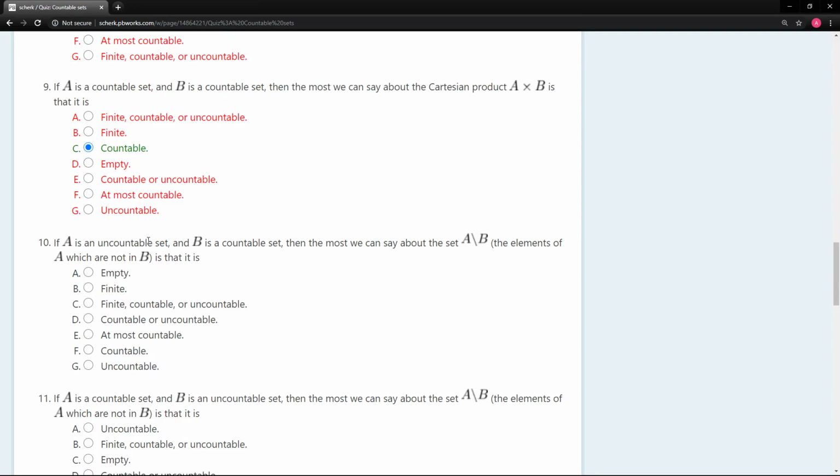If A is uncountable and B is countable, what can we say about A minus B? So this is another way of writing A minus B. It's the elements of A which are not in B, removing the intersection, in other words. So A is uncountable and B is countable.